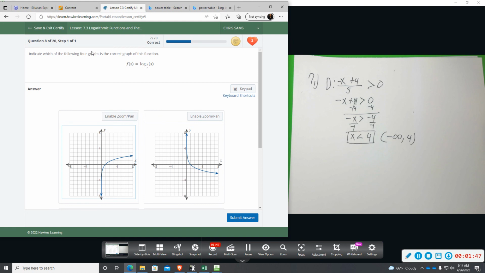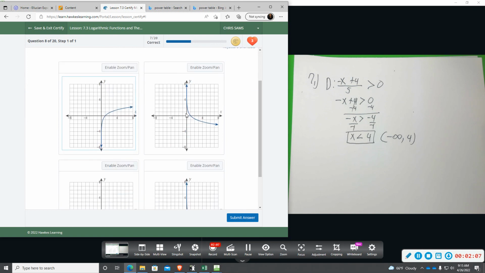And number 8, we want to do a graph again. So all I'm doing is looking at this value because we don't have any transformations. 5 divided by 2 is 2.5, so that's bigger than 1. So my graph should be curving up and crossing at 1, 0, which this one is.